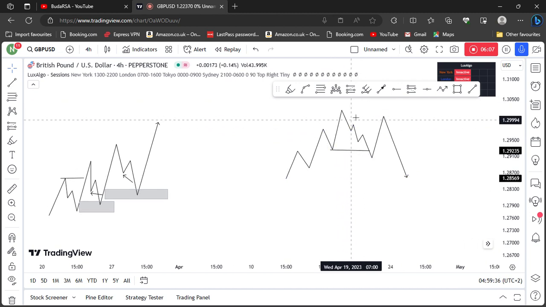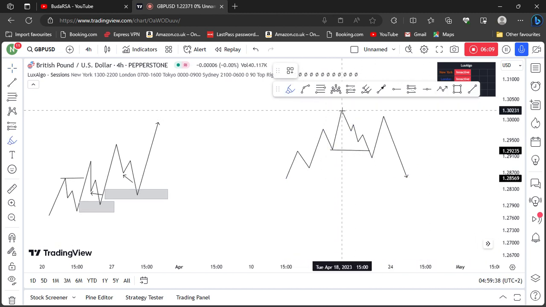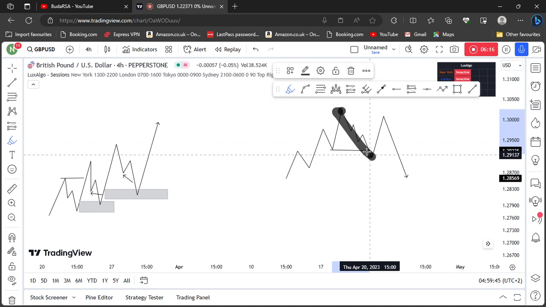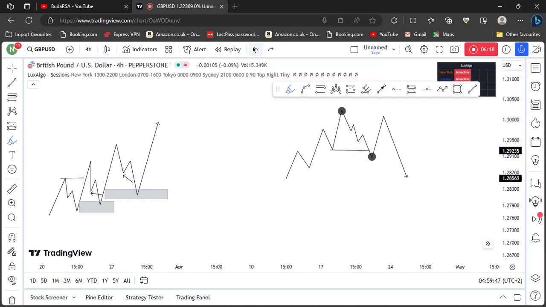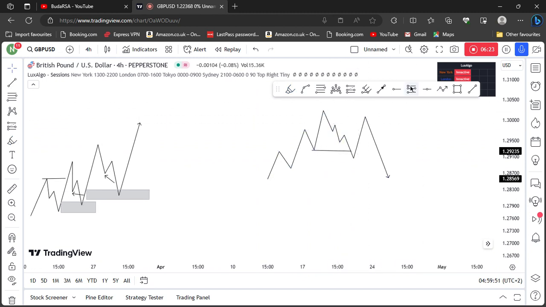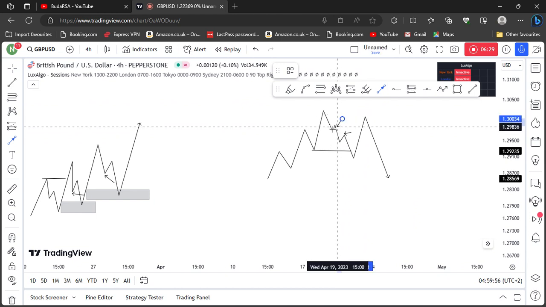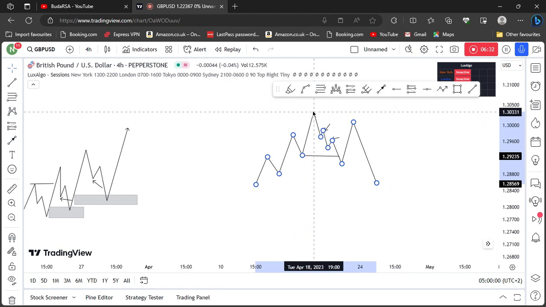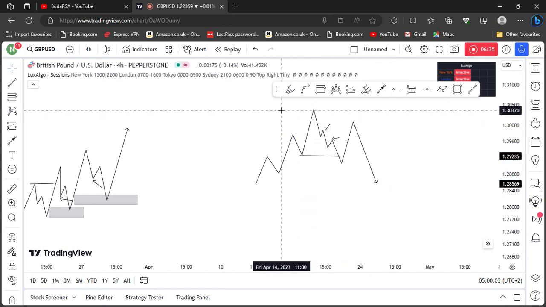From the high that gave me the lower low, I'm going to look for an order block that I'm going to enter my sell position at. Now I see that the price left me some liquidity right here, left some liquidity right there. So in a selling trend, I'm going to look for an order block above those liquidity areas. That's where I'm going to enter my trade.